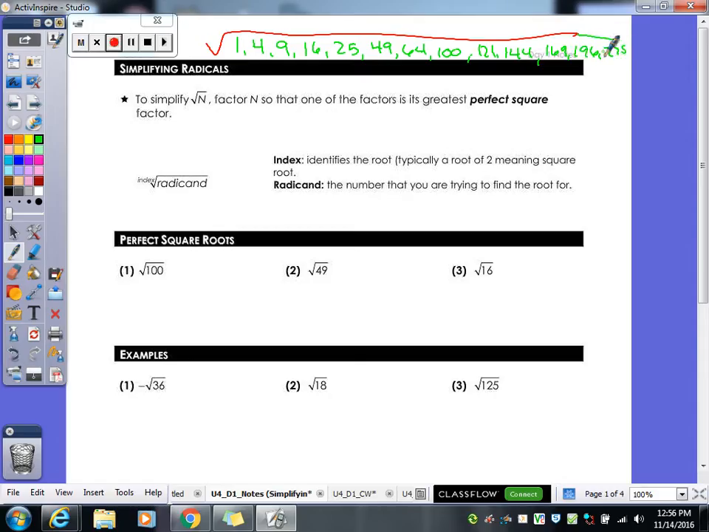And you always have your calculator to help you. 1 times 1, 2 times 2, 3 times 3, 4 times 4, right? Go ahead and copy those down.